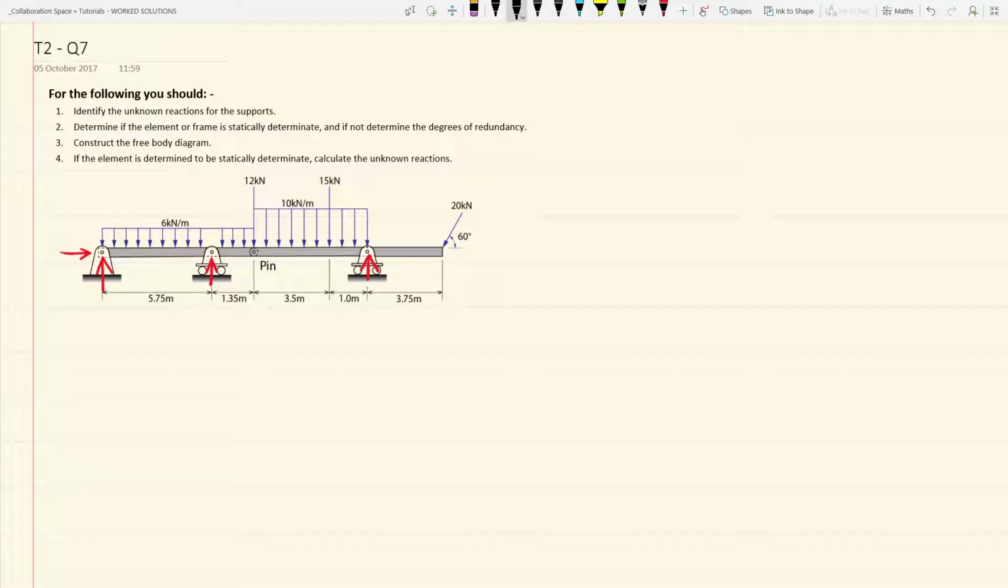For a simply supported beam, we would normally consider the 3 equations of equilibrium. These are the sum of the moments equals 0, the sum of the vertical actions equals 0, and the sum of the horizontal actions equals 0. In this instance, we have an internal pin. So we have a pin partway down the length of the beam.